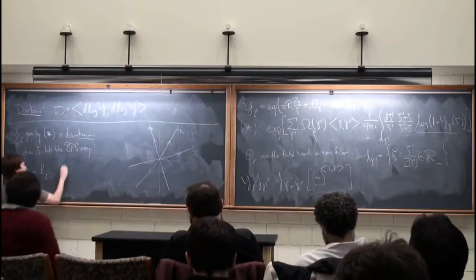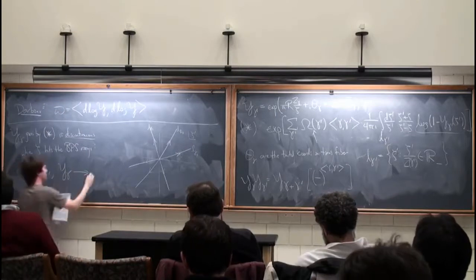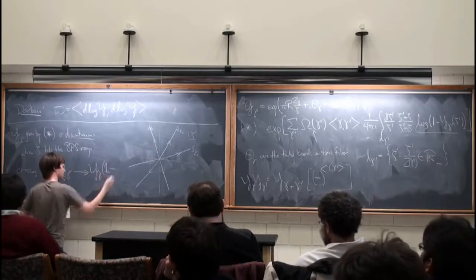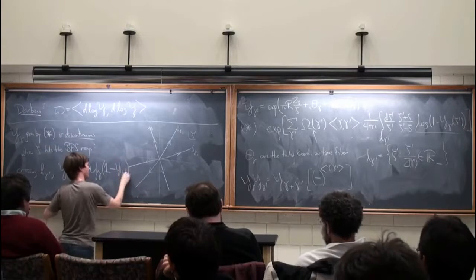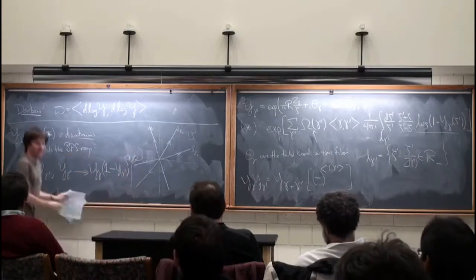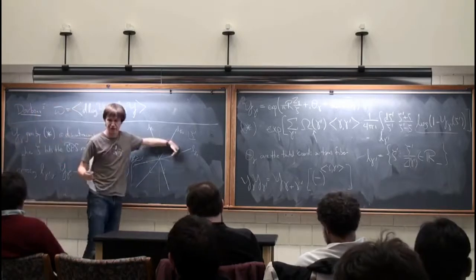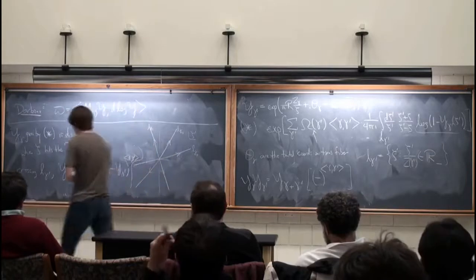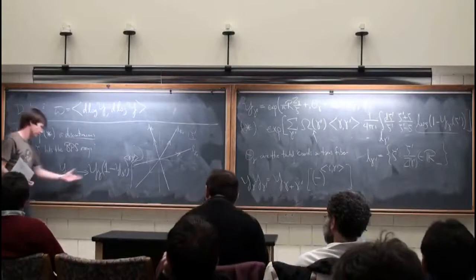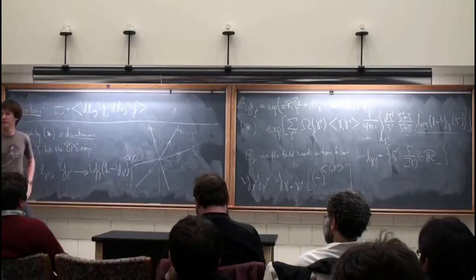When you cross the BPS ray L gamma prime, the discontinuity is that Y gamma goes to Y gamma times (1 minus Y gamma prime) to the power of the pairing of gamma and gamma prime. So we have this collection of functions Y gamma, defined in each little sector, and whenever you cross one of these BPS rays, the functions Y gamma transform in this very specific, simple way.